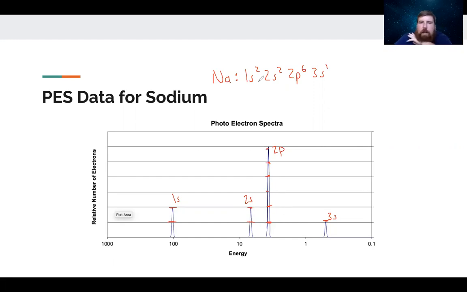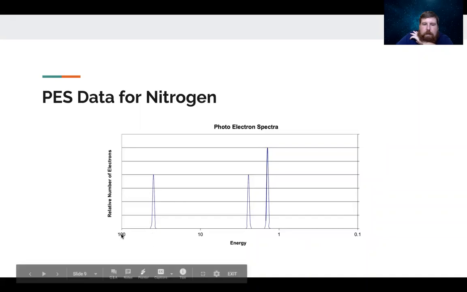Now, before moving on, I do want to point out one thing here. I do want to point out the location of the 1s peak. So it seems to me that nitrogen's 1s peak is at about 100, usually it's like kilojoules per mole. So this peak here is listed at 100, whereas sodium's 1s peak is at about, I don't know, 50 or 60.